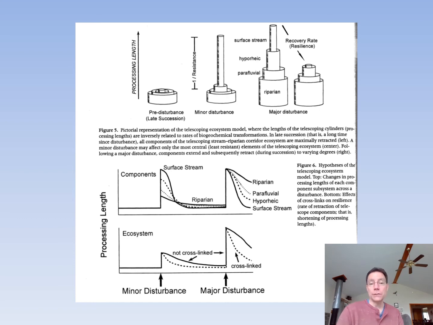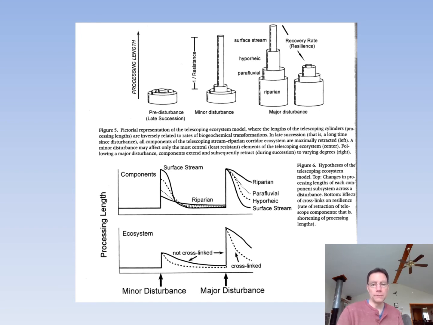When you get a major flood, like a monsoon, that processing length can get very long. But if all of these parts of the river, hyporheic, parafluvial, riparian, surface stream, are all well connected and have lots of diversity, that processing length can shrink back pretty quickly.